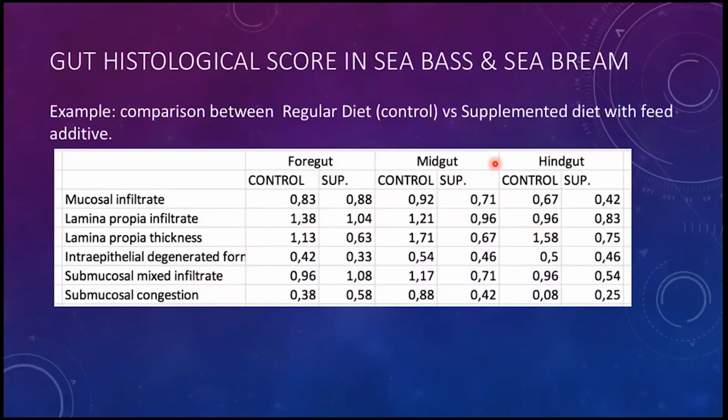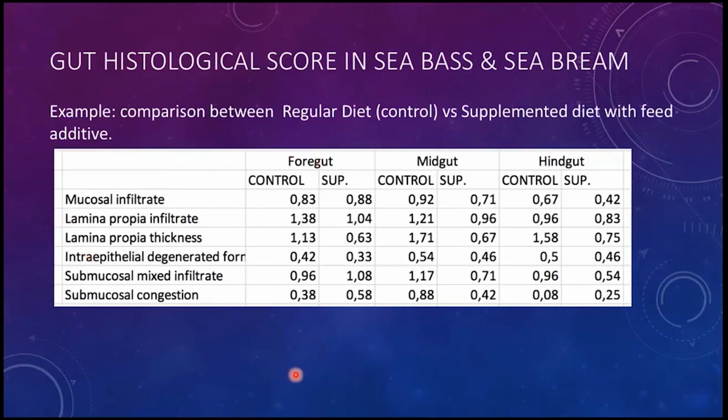So if we take a basic example, but I think interesting, of this comparison between a regular diet for bream that will be used as a control, and we compare it with a diet supplemented with a feed additive, and we want to see if through histological scores we can show an improvement of the gut health.